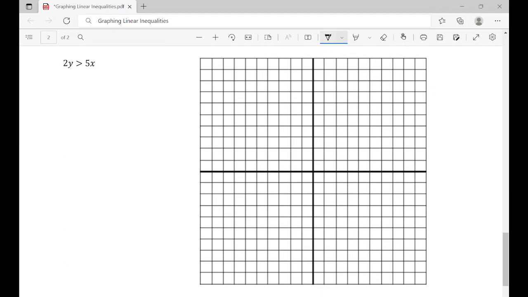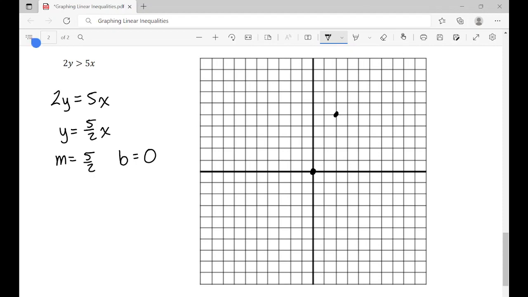Last, 2y is greater than 5x. So 2y equals 5x. Solve for y by dividing by 2. y equals 5/2 x. So I get a slope of 5/2 and a y-intercept of 0, because this is essentially plus 0. So going through 0 right here at the origin, and then my slope is 5/2, so I'm going to go up 5 and then over 2.